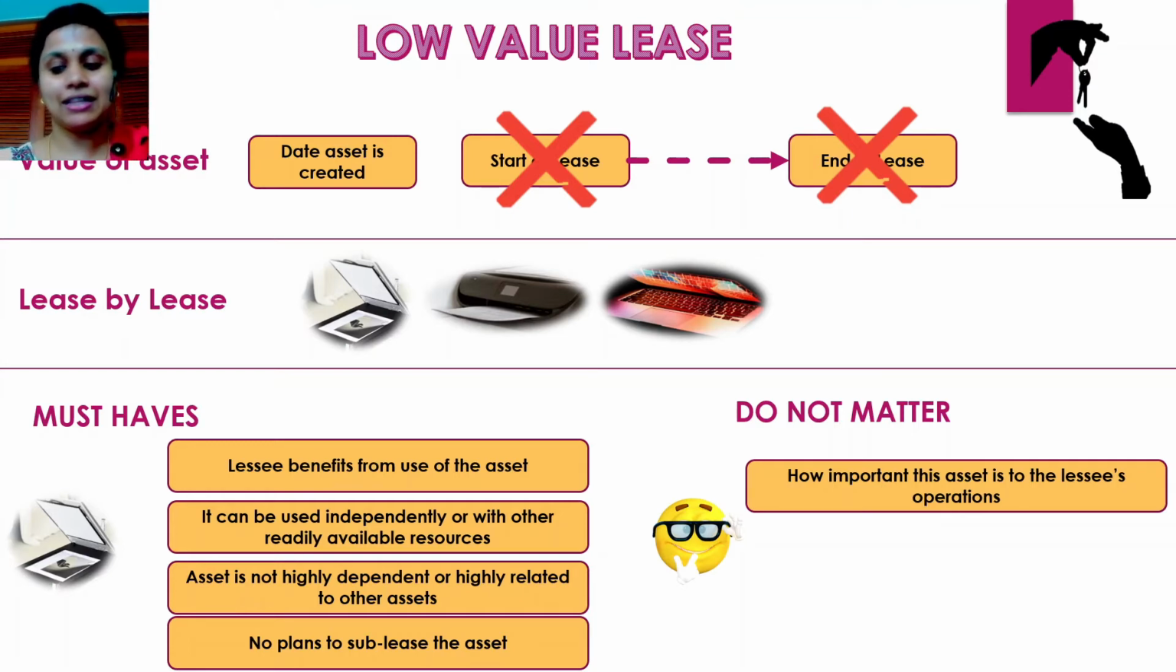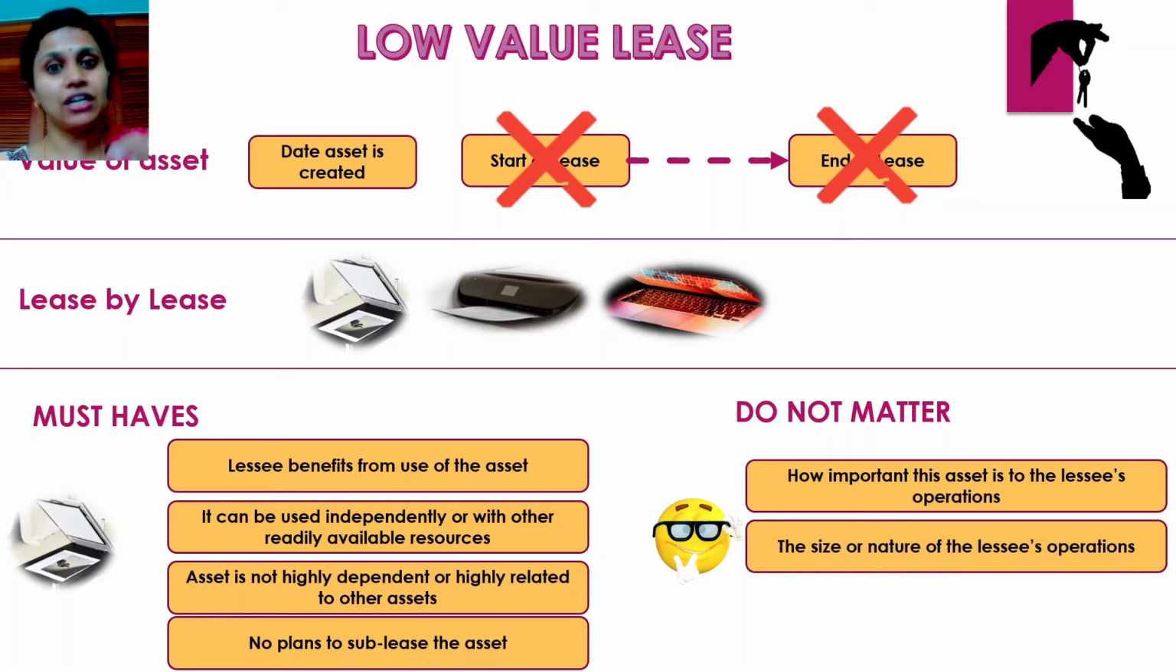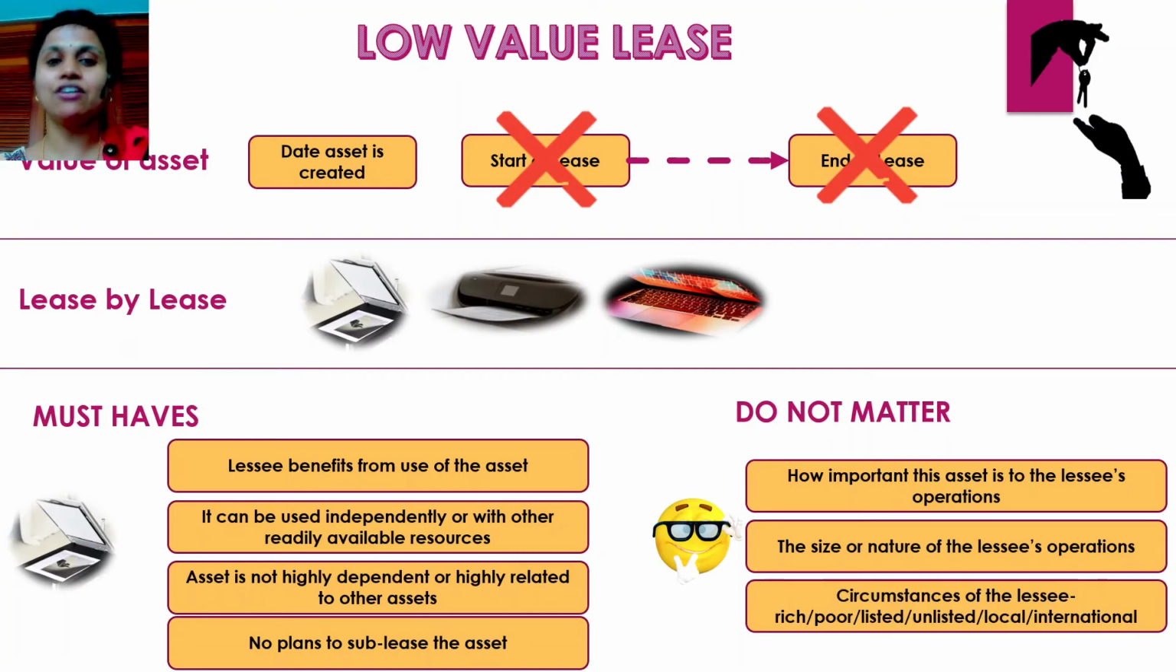low value. The second one, the size or nature of your business also does not matter in this decision. And finally, your circumstances, whether the lessee is rich, whether the lessee is poor, a company, a sole proprietorship, listed, unlisted, none of that matters. Right? So, short term leases and low value leases, the lessee can decide whether to apply IFRS 16 or not.